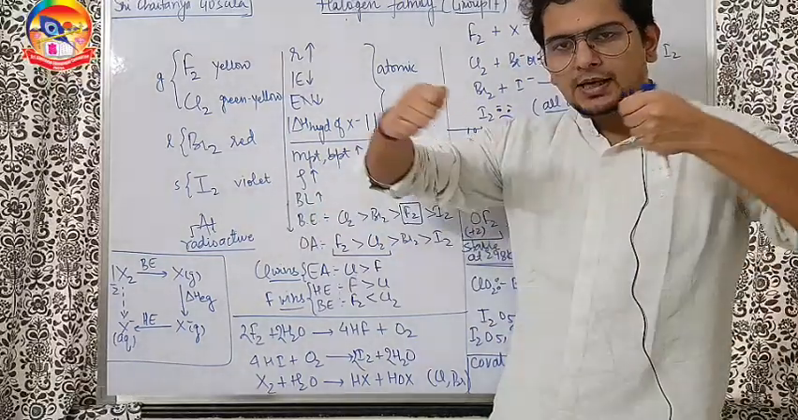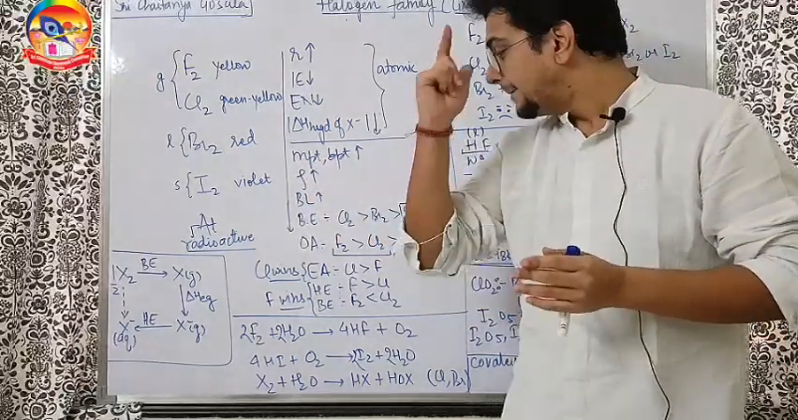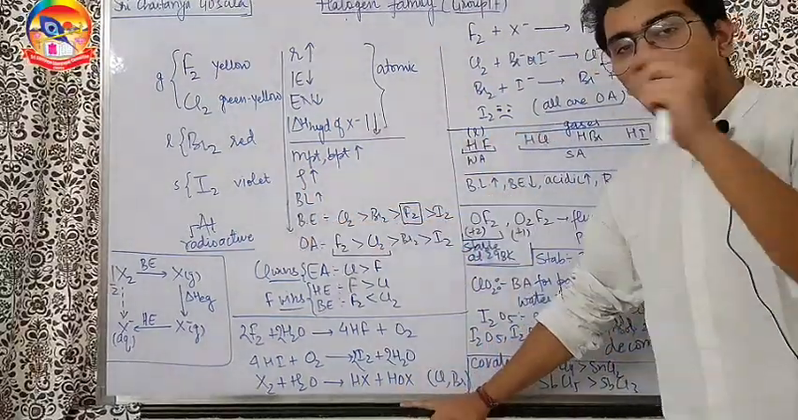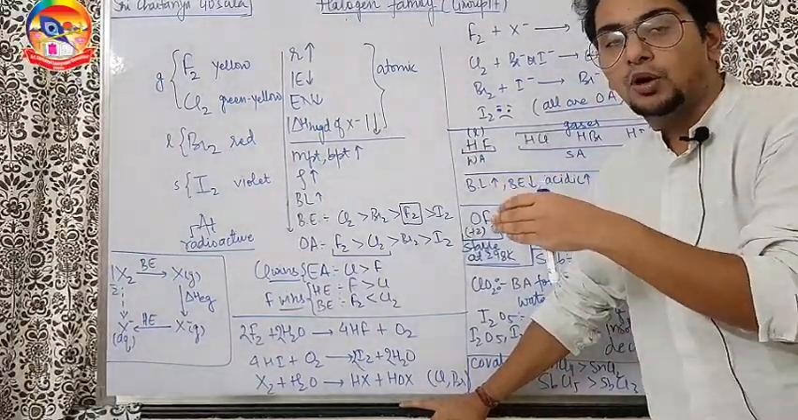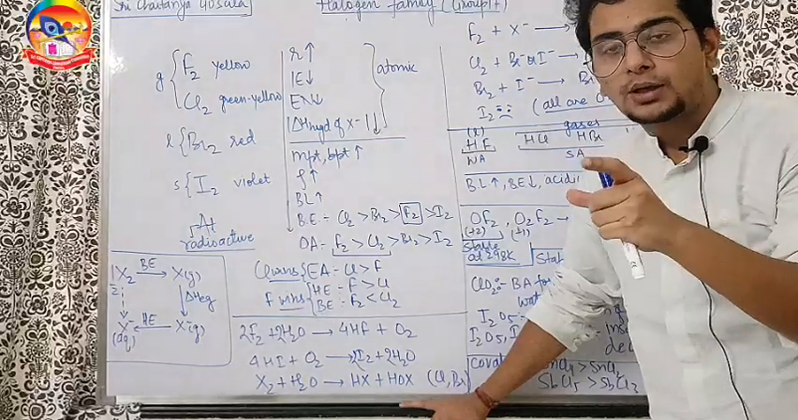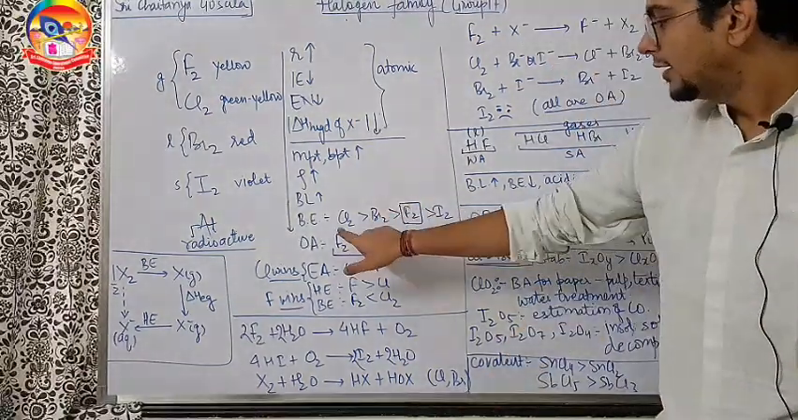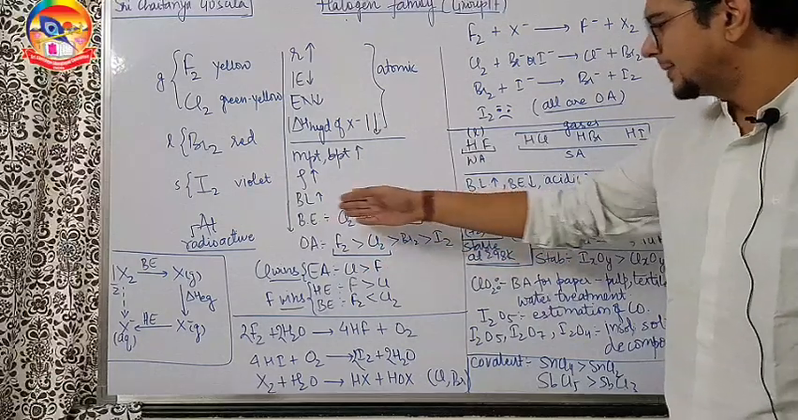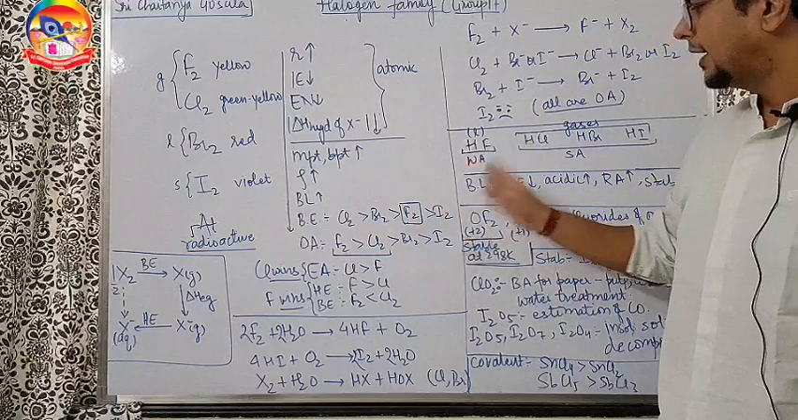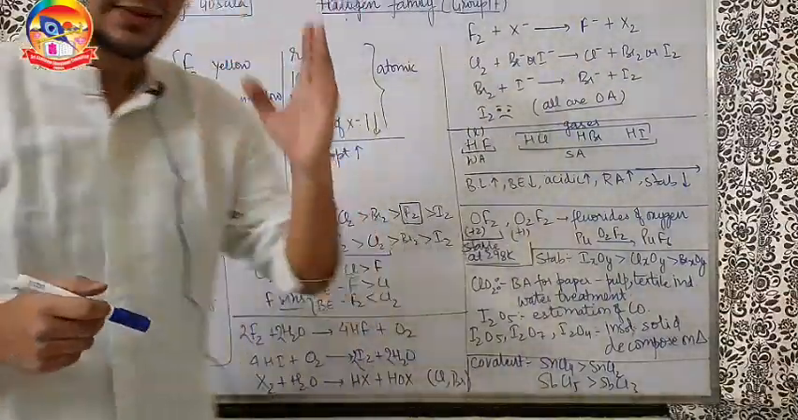Top to bottom size becomes larger, so the bond length also becomes longer as usual. But the only exception that you have to learn here is the bond enthalpy. Bond enthalpy, top to bottom, the expected order was, as the size is increasing, the bond enthalpy must be decreasing. So yes, if you ignore fluorine, chlorine, bromine, iodine show a subsequent decrease in the bond enthalpies. There is no problem in chlorine, bromine and iodine. Problem comes in fluorine. Why? Because fluorine is excessively small here.